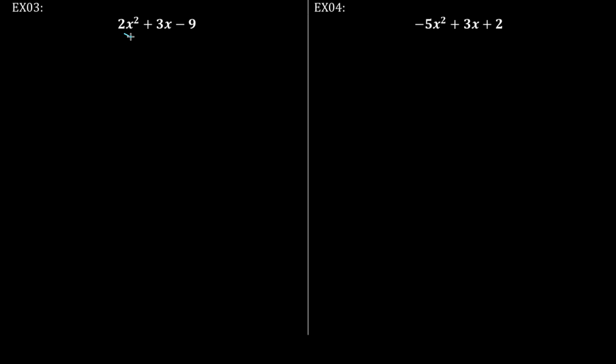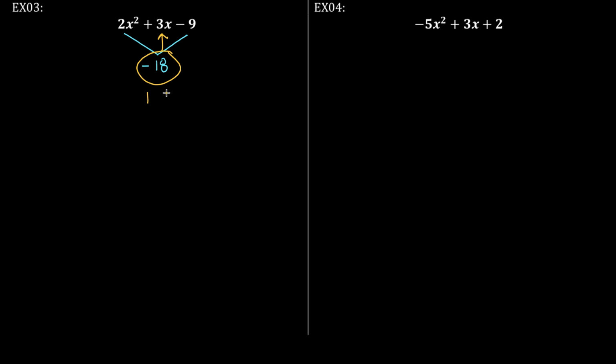So multiply A and C. So we get negative 18. Now I'm looking for factors of negative 18 that combine to positive 3. So I need a negative 18.